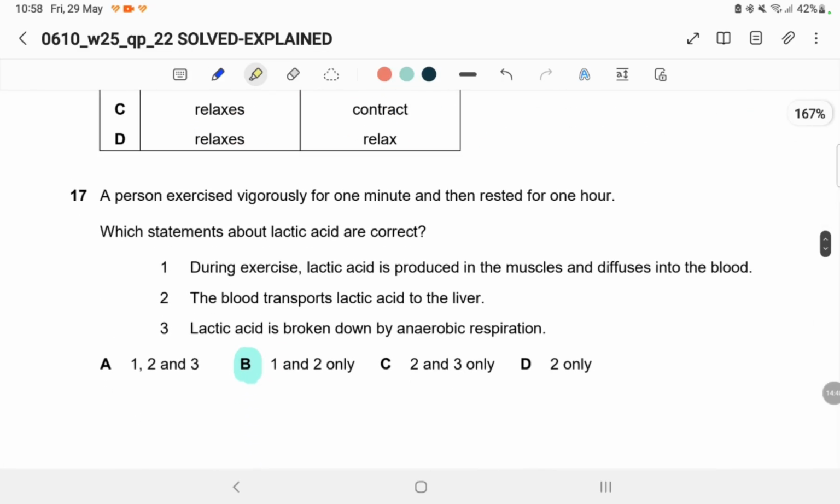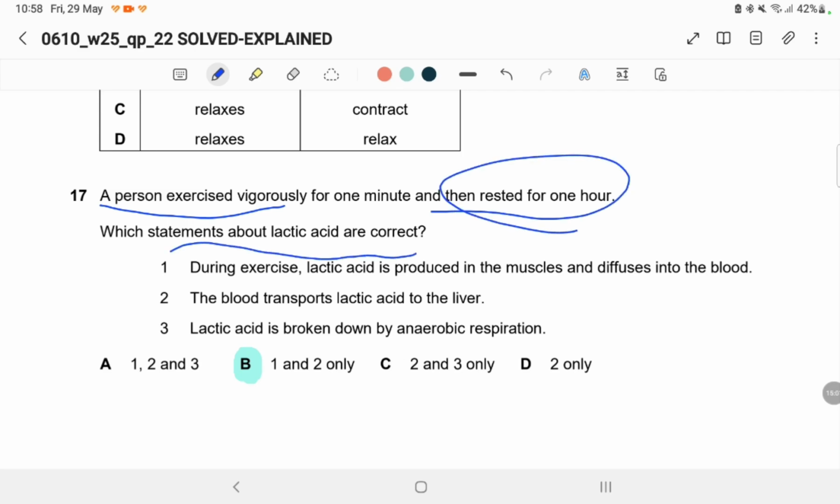Now, a person exercised vigorously. Just reading the first three words, I understood it's about lactic acid. The person exercised for 1 minute and then rested for 1 hour. Which statements about lactic acid are correct? During exercise, lactic acid is produced in the muscles and diffuses into the blood, which is already right. Now, the blood transports lactic acid to the liver for breakdown by aerobic respiration using oxygen, and that is where reoxygenation occurs.